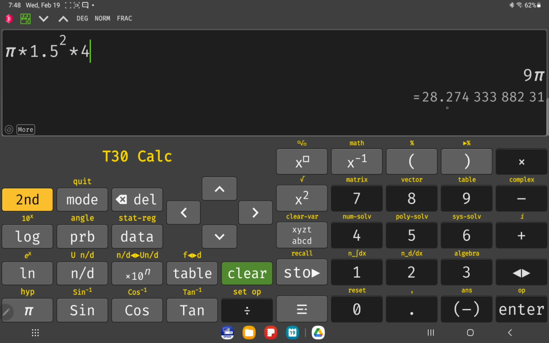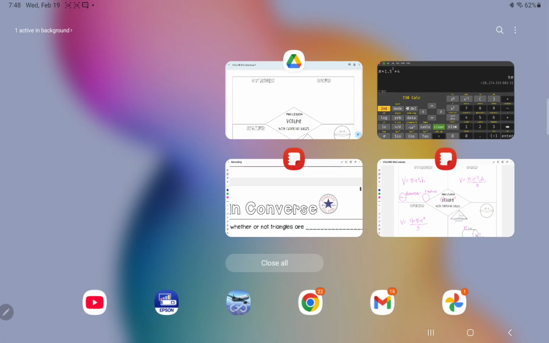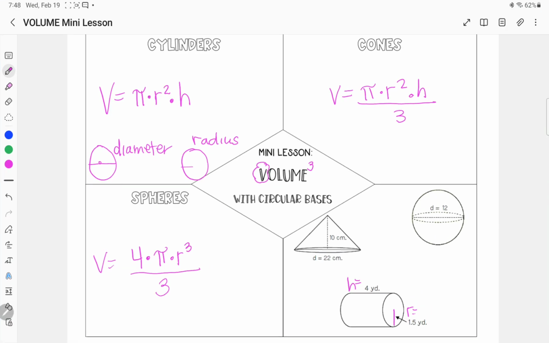So we're going to take 28.27, and we're going to round that 2 to a 3 because that's in my tenths place. So our answer on this would be 28.3. So we would have this volume would equal 28.3. This is in yards, so yards cubed.